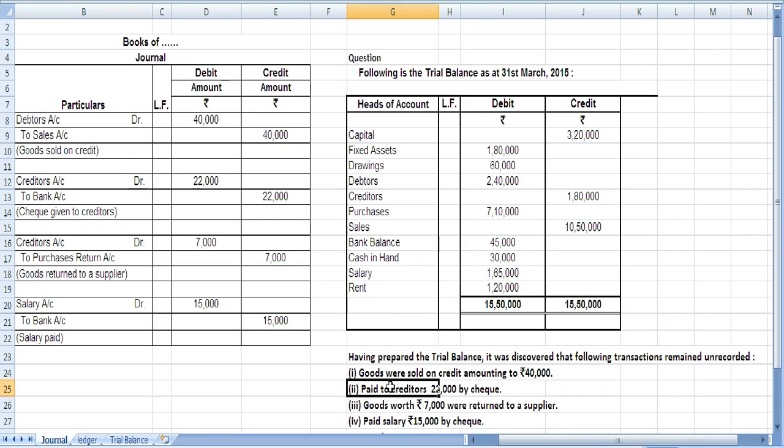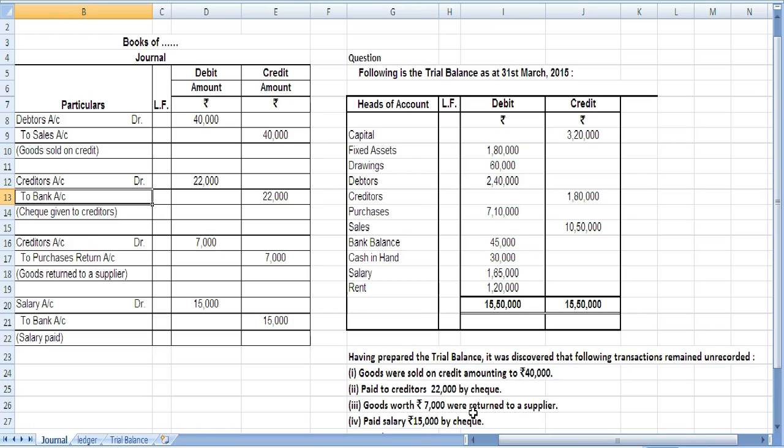Next we have paid to creditors 22,000 by check. So here creditors were paid through check, but the accountant made a mistake of not recording it. So we'll do the journal for this. Creditors are receiving, creditors receiver, to bank account, giving through bank, giver. We're writing to bank because it is by check. 22,000 and 22,000, check given to creditors.